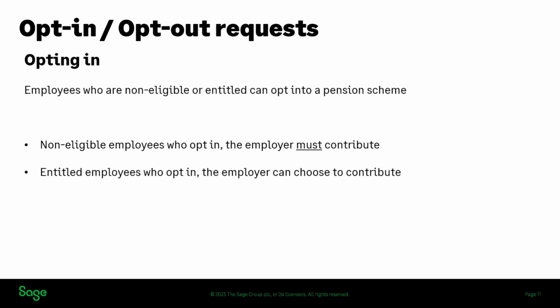Now, if they are classed as a non-eligible job holder and they opt in, they do need to go into a qualifying scheme where an employer must make a contribution. For an entitled worker, so those that earn below the lower level of qualifying earnings, they don't have to go into a qualifying scheme. So effectively, the employer can choose whether or not to contribute to that worker's pension.